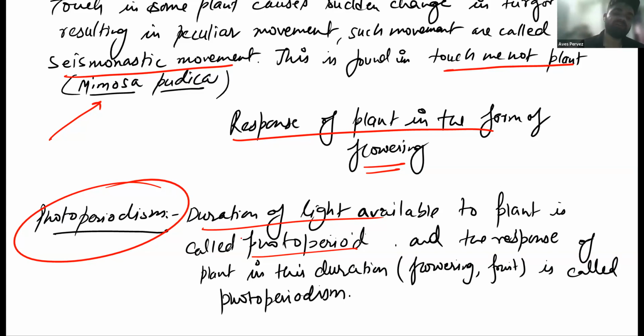So here it is, write it down. Duration of light available to the plant is called photoperiod, and the response of the plant in this duration is called photoperiodism. Note it down.